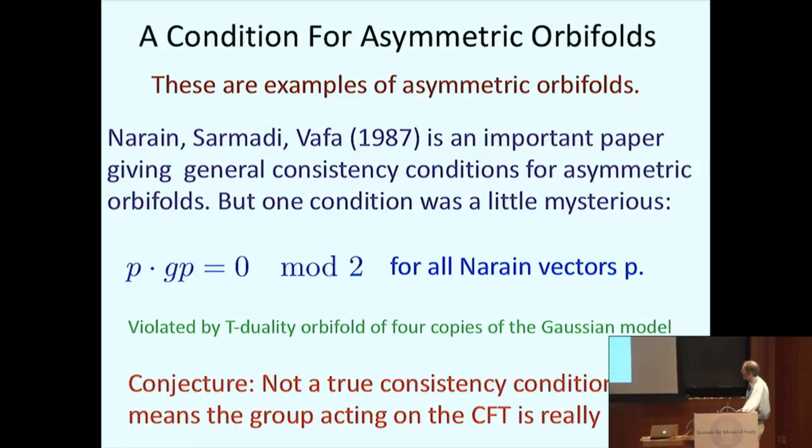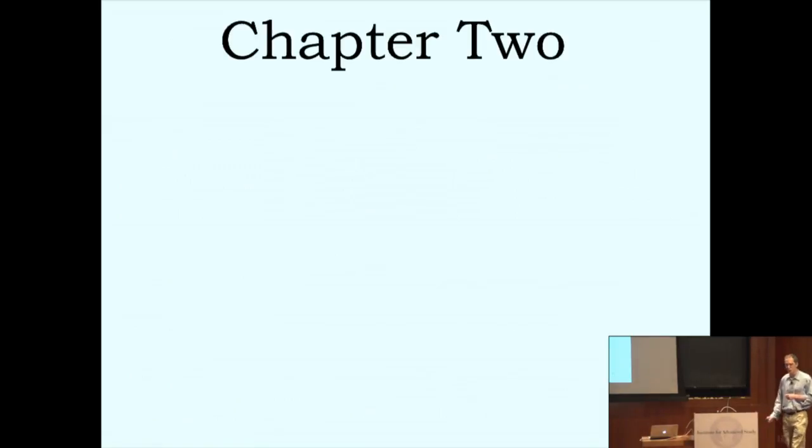So what Jeff and Nati and I think is that actually this is not a true consistency condition. It means that the actual group that acts on the conformal field theory is really Z4, not Z2. And there's much more to say about this, but we must push on to chapter 2.